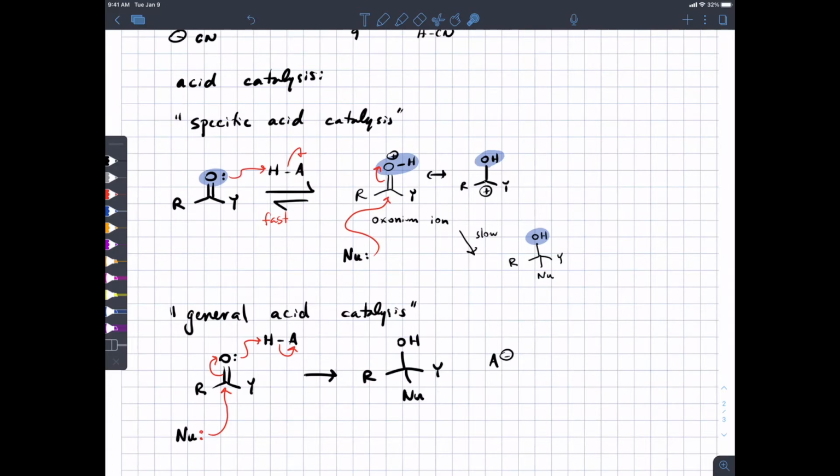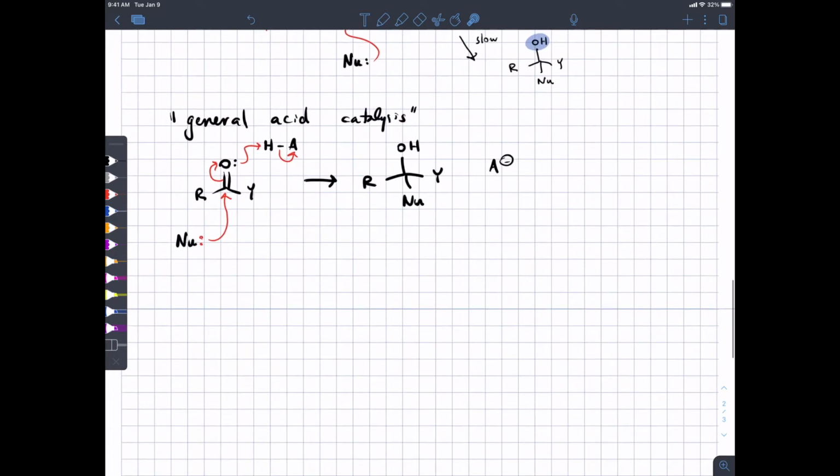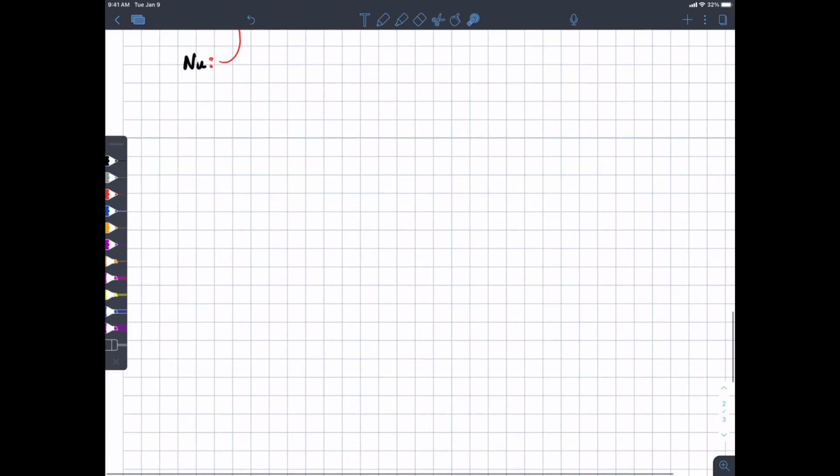All right, so let's talk about the fate of the tetrahedral intermediate. That sounds epic.